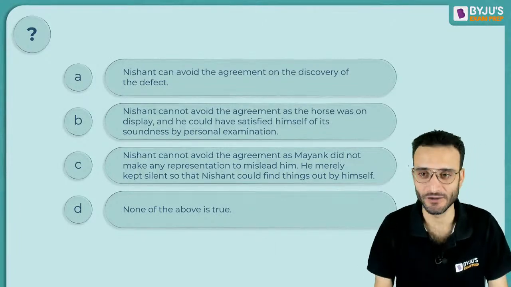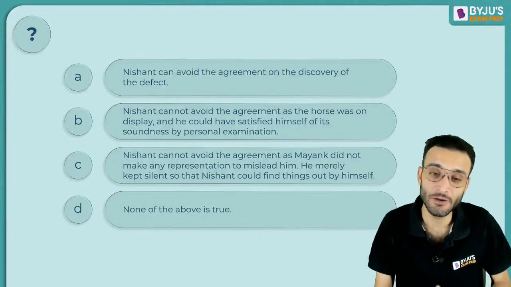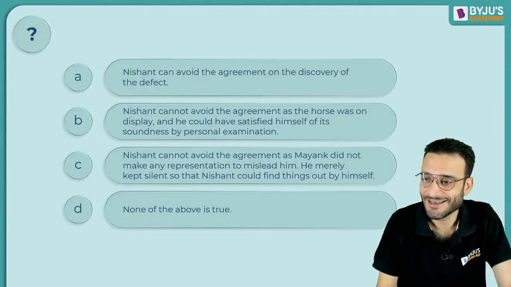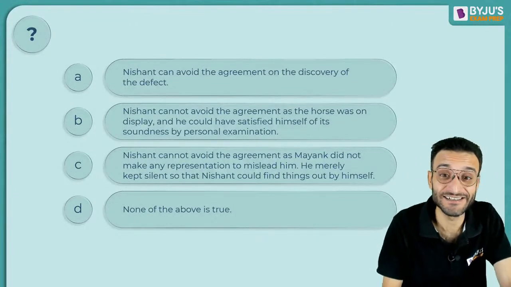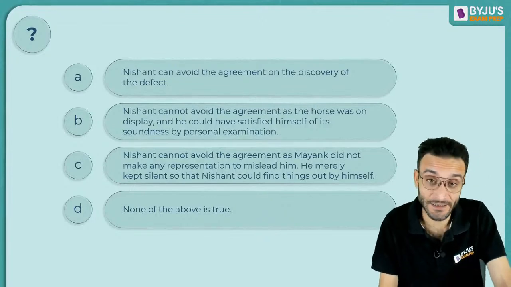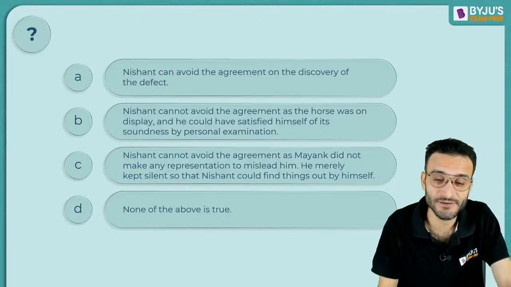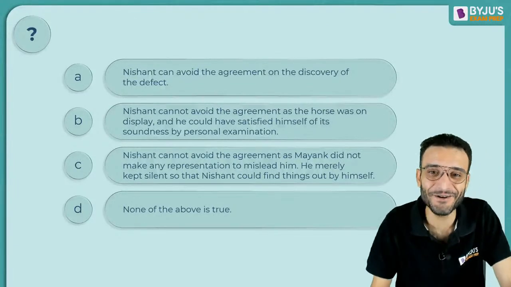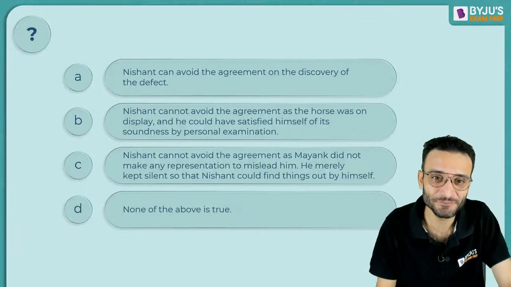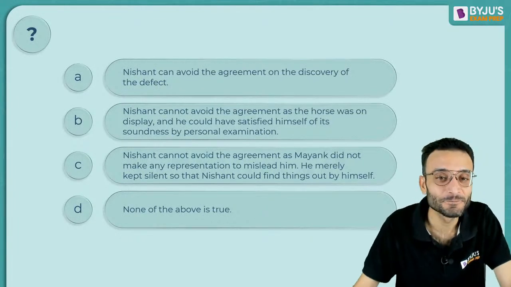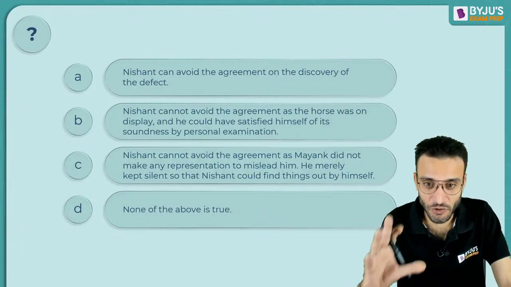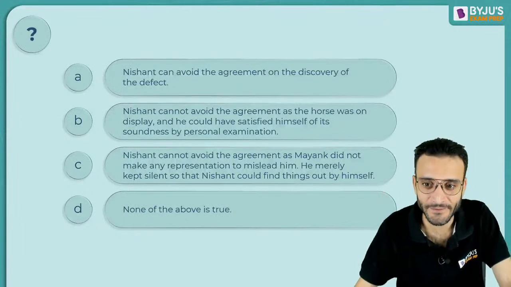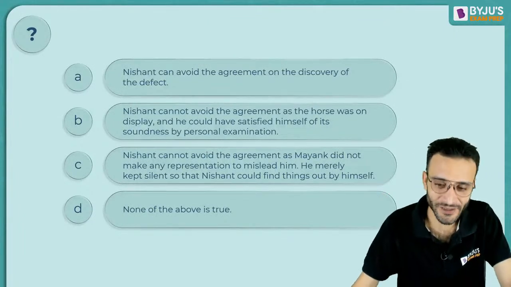Now, why do you buy a horse? So that the horse can run, can walk, right? Now, if the foot of the horse is bad, or if there are certain defects in the hoof of the horse, then the sole purpose behind buying that horse is vitiated. Am I clear? You are buying a horse for a particular purpose, right? So let's see the correct answer.